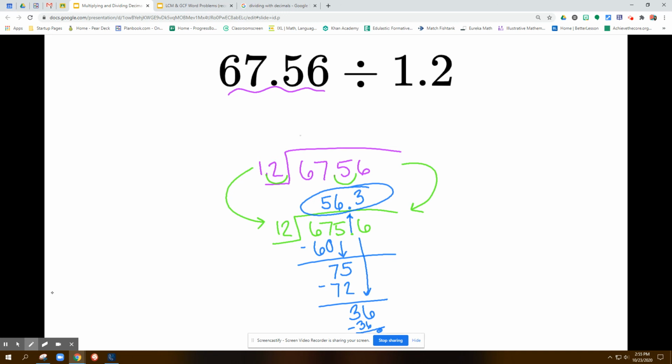Now, that would be the same answer that you would get up here if you were to go through and divide by 1.2.